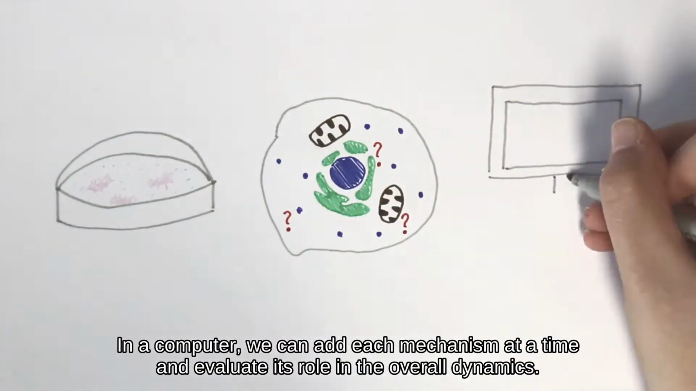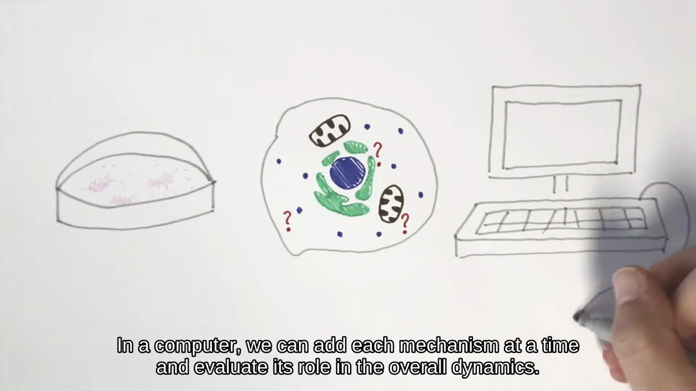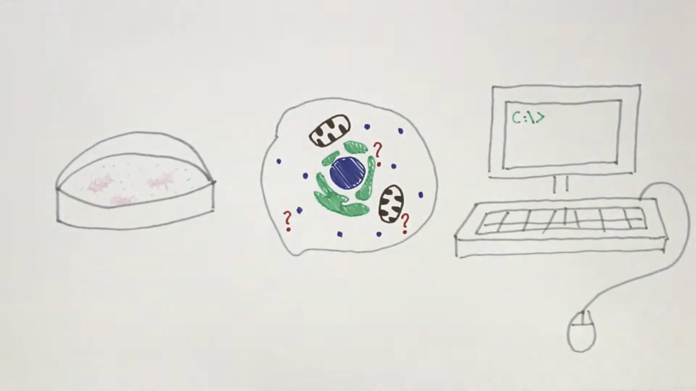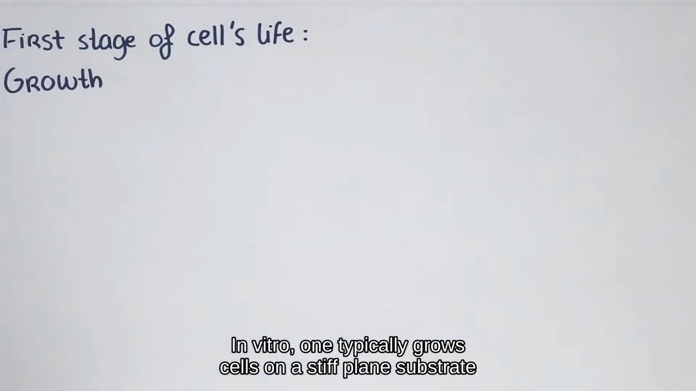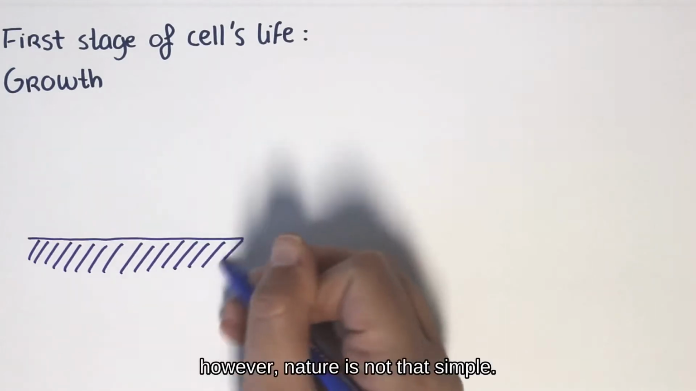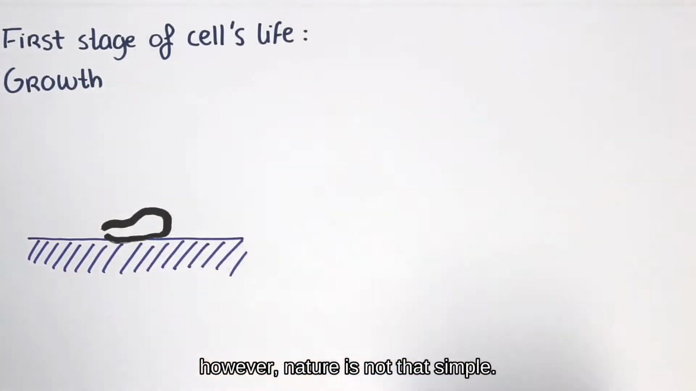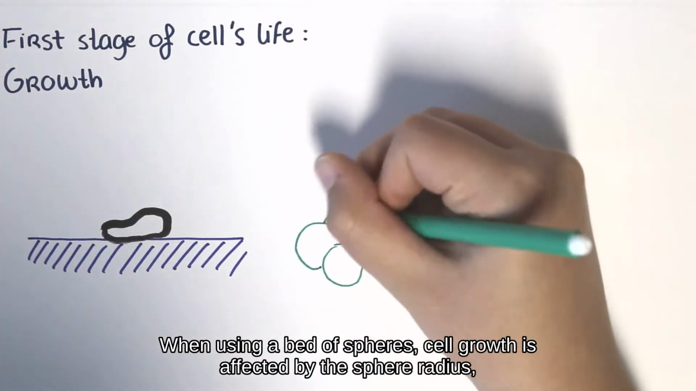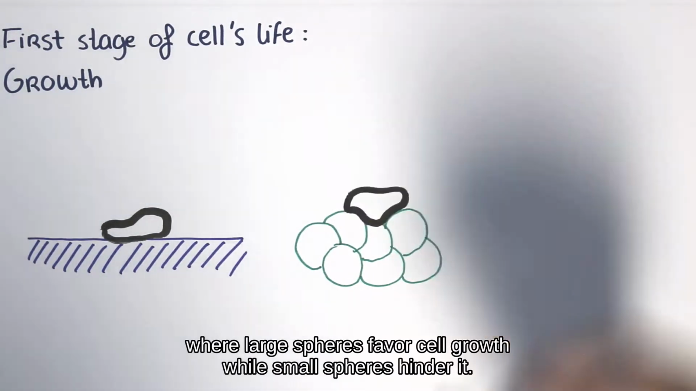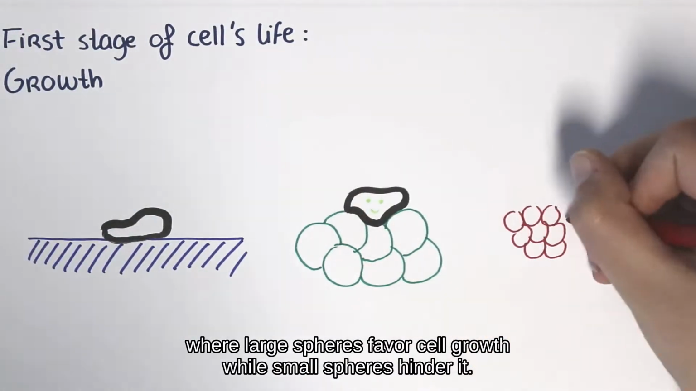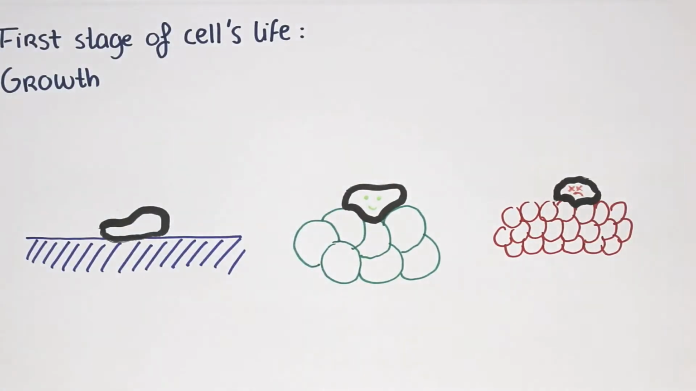In a computer, we can add each mechanism at a time and evaluate its role in overall dynamics. In vitro, one typically grows cells on a stiff plane substrate. However, nature is not that simple. When using a bed of spheres, cell growth is affected by the sphere radius, where large spheres favor cell growth while small spheres hinder it.